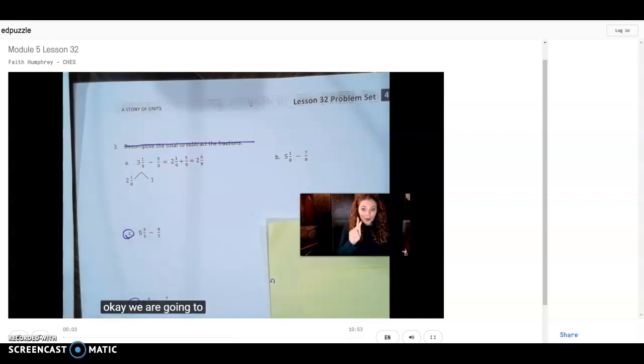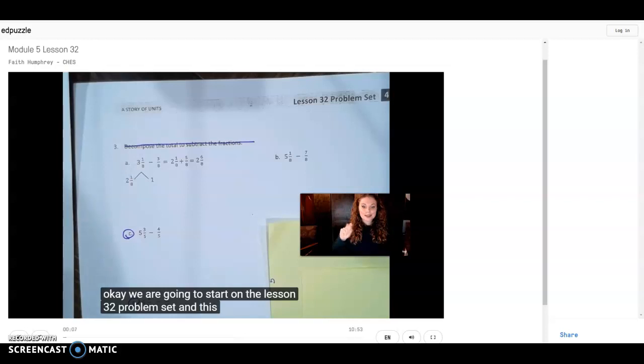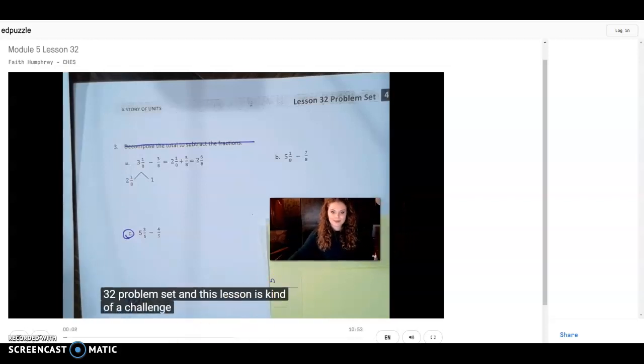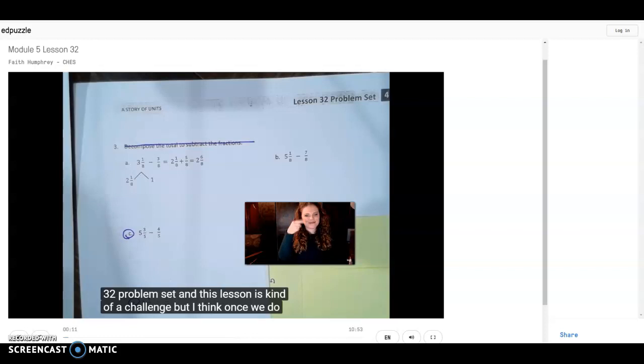Okay, we are going to start on the lesson 32 problem set. This lesson is kind of a challenge, but I think once we do some practice, it will be helpful. I'm going to try to walk you through this method the best way I can and explain each step to you. I'm going to try to break it down and draw it and write it in such a way that you can see each step that I'm doing. I'm going to try really hard to explain my process.